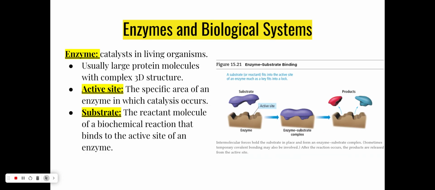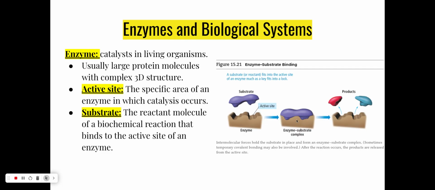We have the active site, which is the area on an enzyme in which the catalysis occurs. And then, of course, we have a substrate, which is the reactant molecule of a biological chemical reaction that binds to the active site of an enzyme. So here's our substrate. Let's say this would be sucrose. So this is sucrose here. It goes on to its enzyme sucrase, which is the active site.